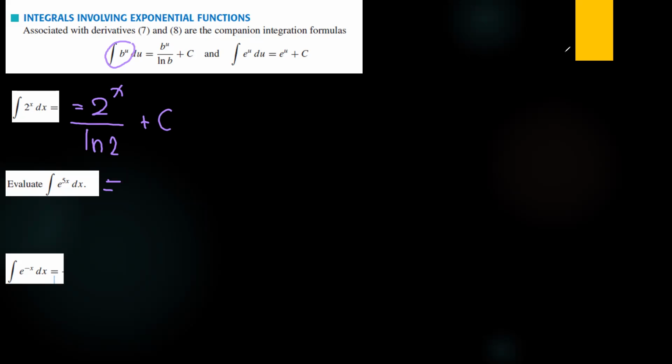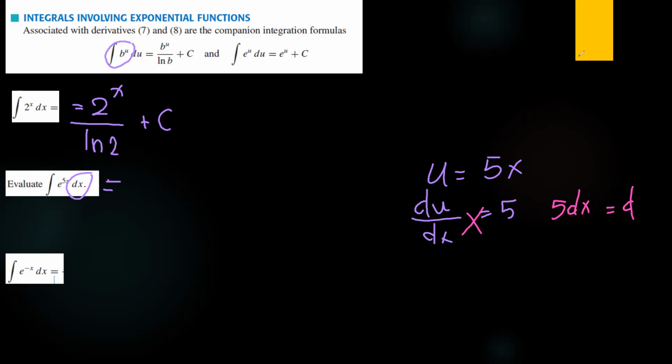But if we have e to the power 5x, we need to first assume that u is 5x, so du over dx will be 5. That means du is 5 dx, but I need to replace dx. So you have to make a cross product. 5 dx will be du, so dx will be 1 over 5 du.